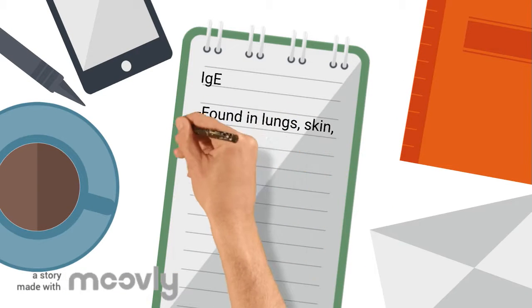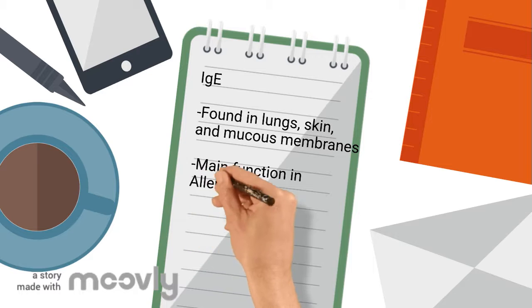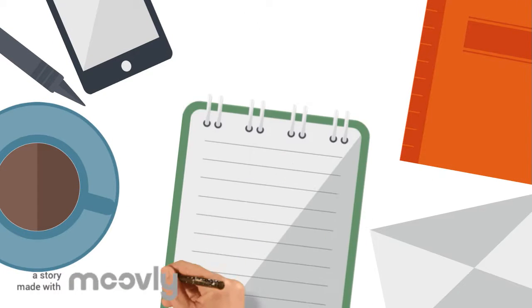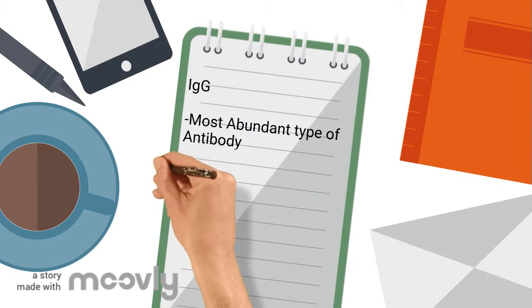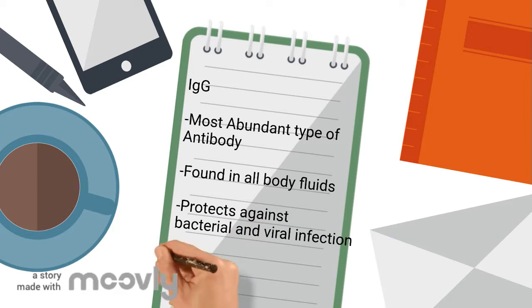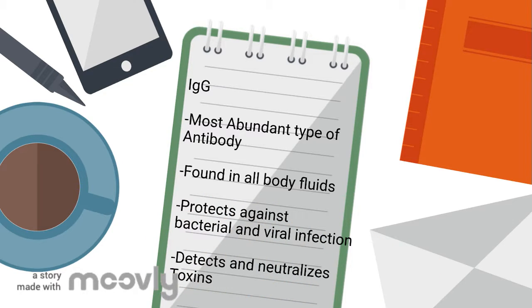IgE antibodies are found in lungs, on skin, and in mucous membranes. Their main function is in allergic reactions and immune reactions to parasites. IgG antibodies are the most abundant type of antibody and are found in all body fluids. They protect against bacterial and viral infection and detect and neutralize toxins.